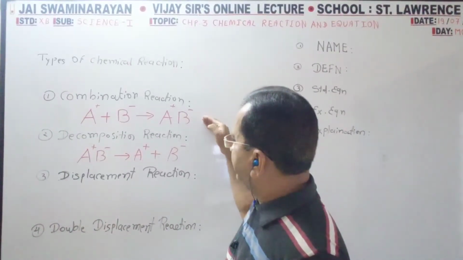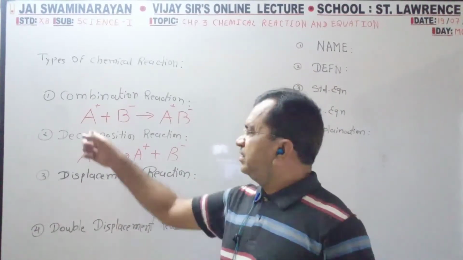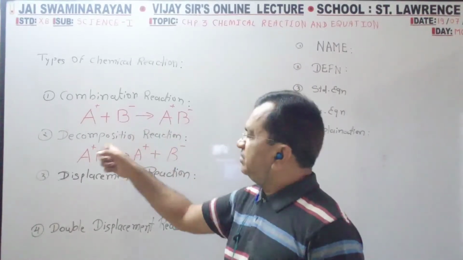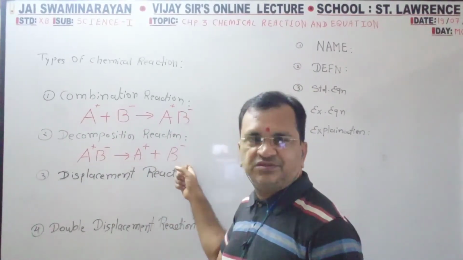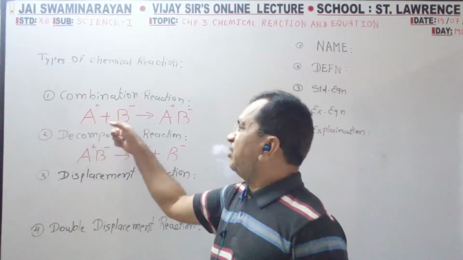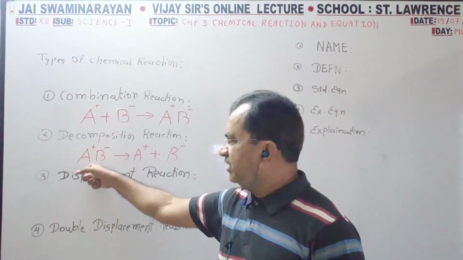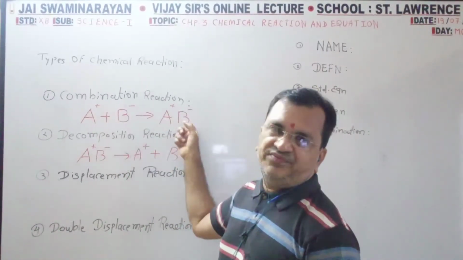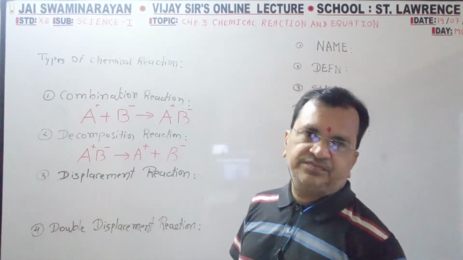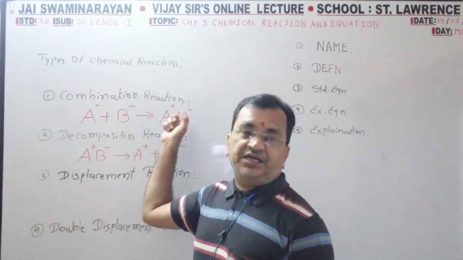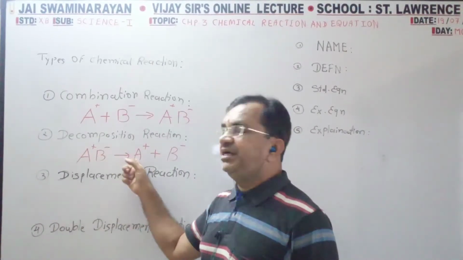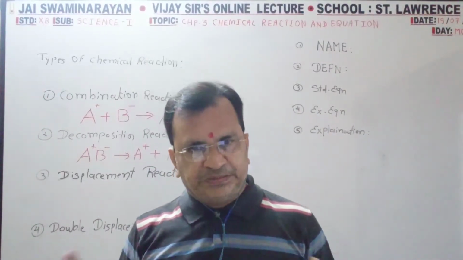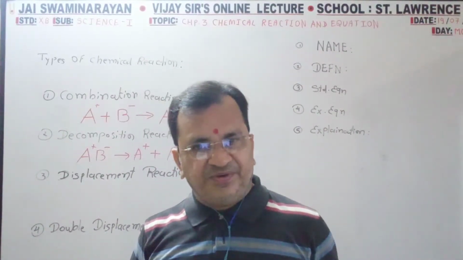Whatever example this you can write in reverse. Hydrogen, oxygen, H2O, water. Carbon, oxygen, carbon dioxide. Iron sulfide, iron and sulfur. Calcium carbonate on heating gives calcium oxide and carbon dioxide. These both are opposite of each other.